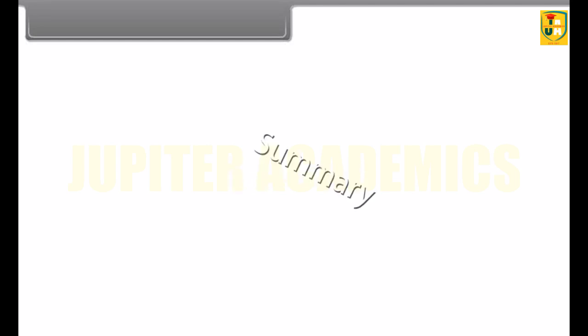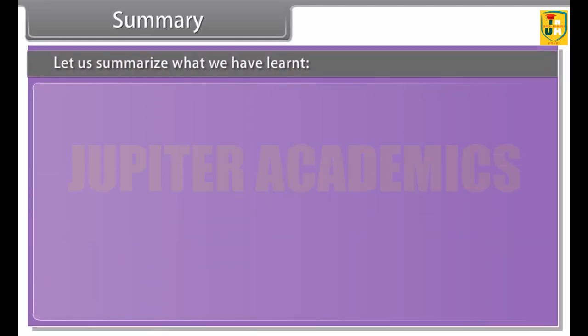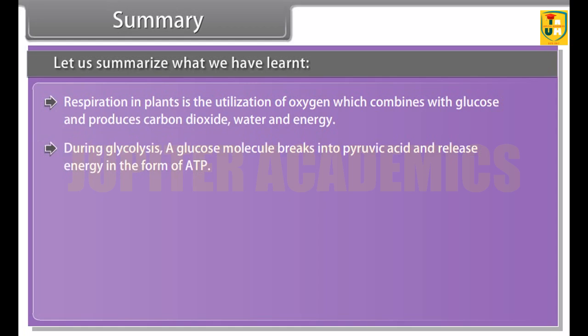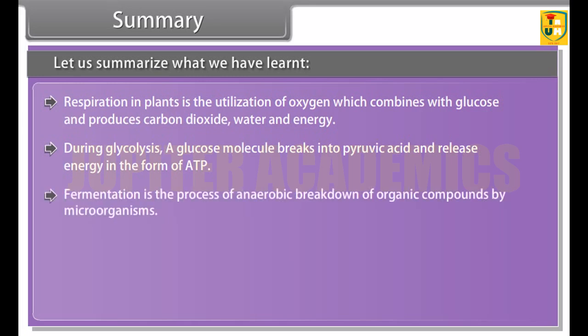Summary. Let us summarize what we have learned. Respiration in plants is the utilization of oxygen, which combines with glucose and produces carbon dioxide, water, and energy. During glycolysis, a glucose molecule breaks into pyruvic acid and releases energy in the form of ATP. Fermentation is the process of anaerobic breakdown of organic compounds by microorganisms.